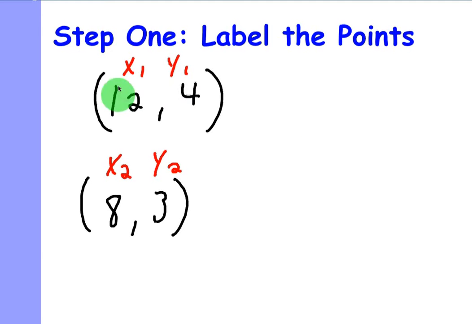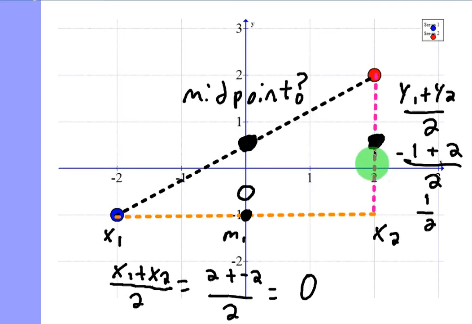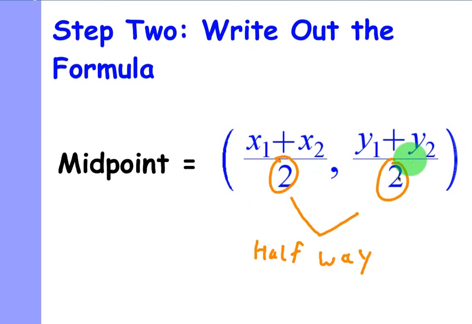So the first point I'm going to label x1, y1. The second point I'm going to label x2, y2. That way we're consistent, just basically for consistency's sake. Then we're going to write out the formula for the midpoint. So we just figured out that the x value of our midpoint must be the average of the x values of our 2 points we're given, namely x1 plus x2 over 2. The y value of our midpoint is going to be the average of the y values that we're given, namely y1 plus y2 over 2.